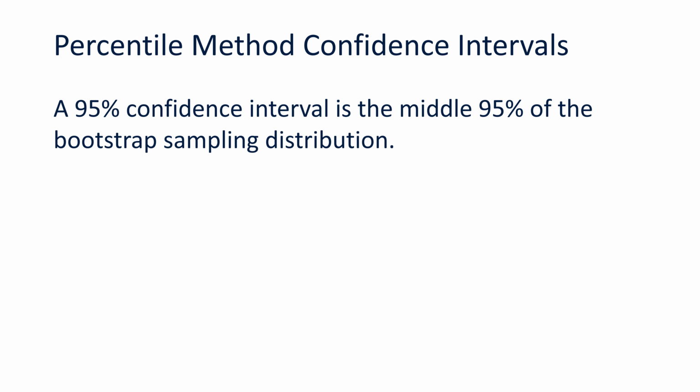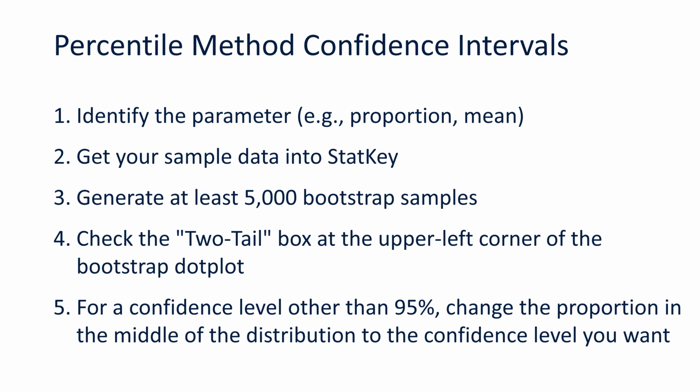One of the nice things about the percentile method is that you can use it with any confidence level. For example, if you wanted a 99% confidence interval, you would find the middle 99% of the sampling distribution. These are the 5 steps for constructing a confidence interval with the percentile method. Some of this should look familiar because steps 1 through 3 are constructing the Bootstrap sampling distribution, which is what I demonstrated in StatKey earlier.